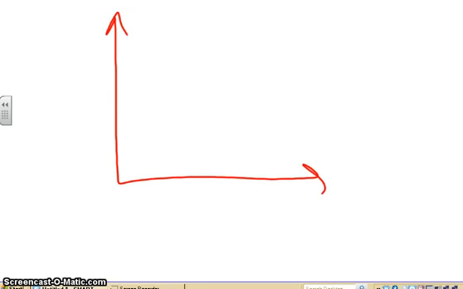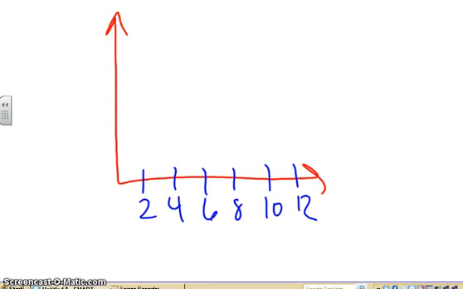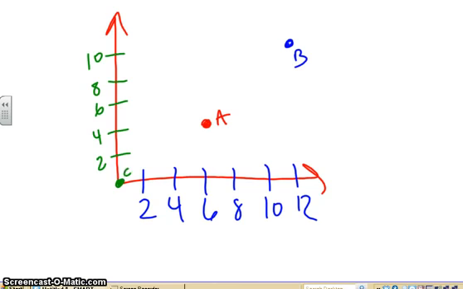Now sometimes you'll be given a coordinate grid where there will already be points graphed out for you on the grid, and you're going to have to identify the coordinates of those points. So if I have a coordinate grid that looks like this, and let's say I have point A right here, I have point B right here, I have point C right here, and I have point D right here.